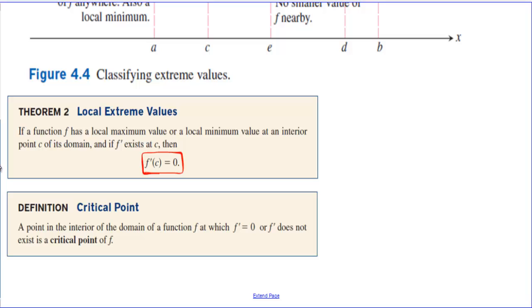Critical point. A point in the interior of the domain of a function f at which f prime equals 0 or f prime does not exist is a critical point. Points at which the derivative is 0 or the derivative does not exist are called critical points. You'll hear me say that quite often throughout the course.